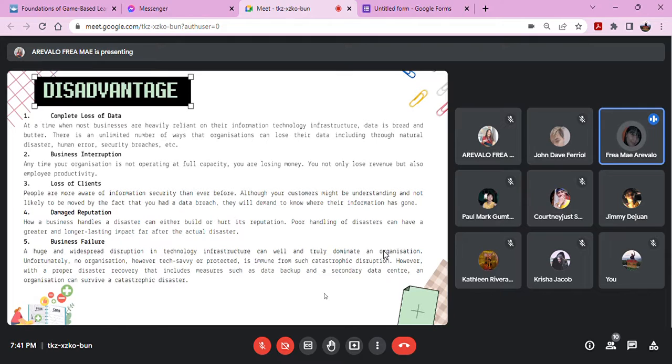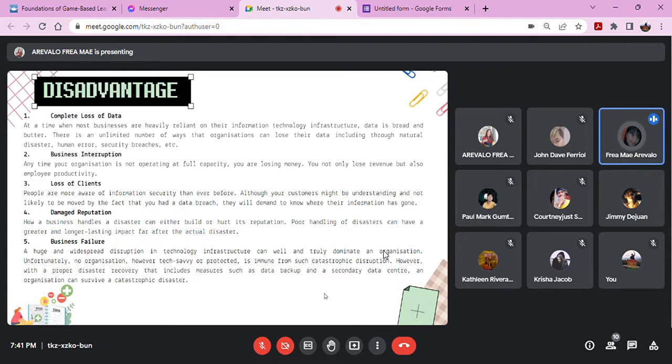So sa loss of clients naman, syempre kapag nagkaroon ng disaster strike tapos hindi kayo ready, syempre magtatanong yung mga customer kung bakit nawala yung mga information nila, kung paano nyo hinahandle yung mga information nila, bakit biglang nawala. So, ganun. So mawawalan kayo ng kliyente.